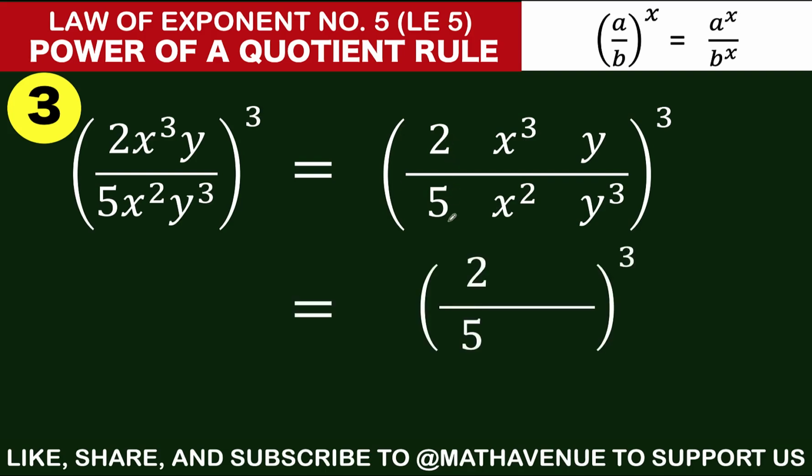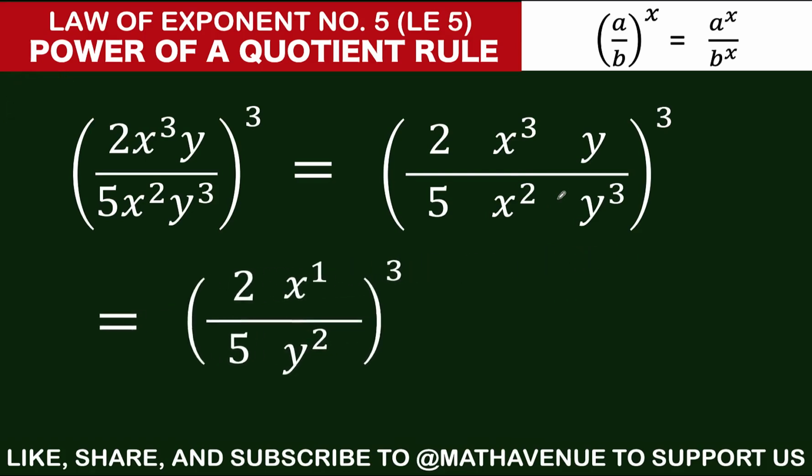So this looks like this. There's nothing we can do about 2 over 5, so we copy. X to the third divided by x to the second is x to the first. Y over y to the third is y raised to negative 2, or y to the positive 2 when written in the denominator, meaning 1 over y squared. Now, once this is already simplified like that, that's the time you apply law of exponent number 5. That way, this is much simpler than the previous one. So, this one looks like this now.